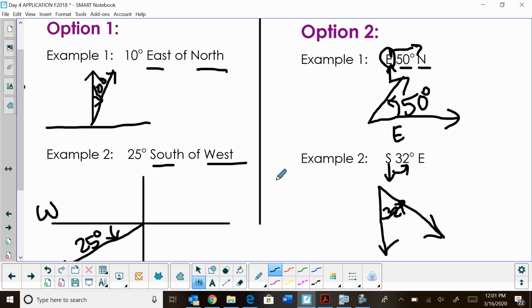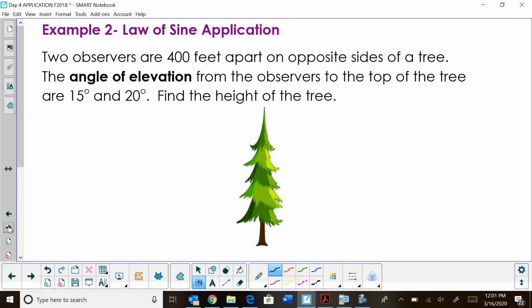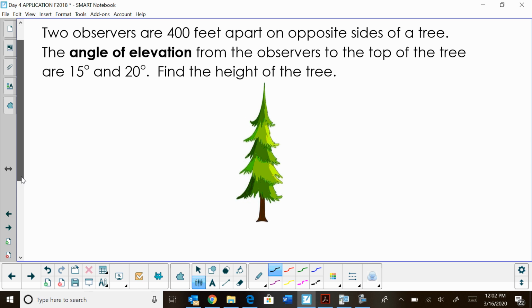So just in the word problems, know there are two options, and know as you draw your pictures how to draw those. So let's look at a second word problem. We have two observers that are 400 feet apart on opposite sides of a tree. The angles of elevation from the observers to the top of the tree are 15 degrees and 20 degrees. Find the height of the tree. So this one's actually a little bit more work.